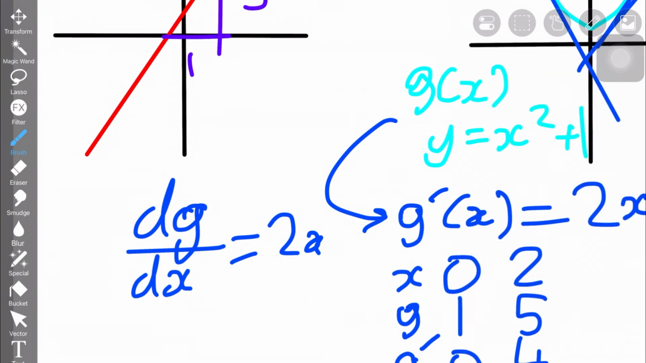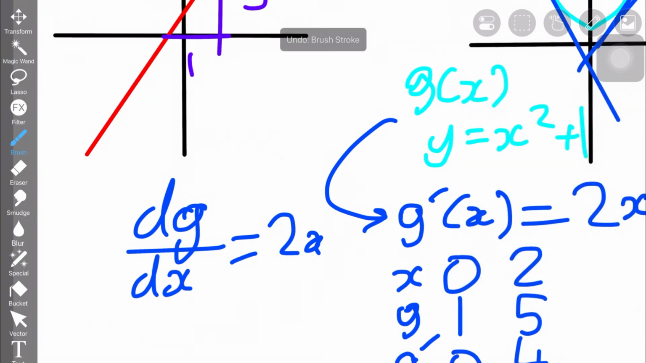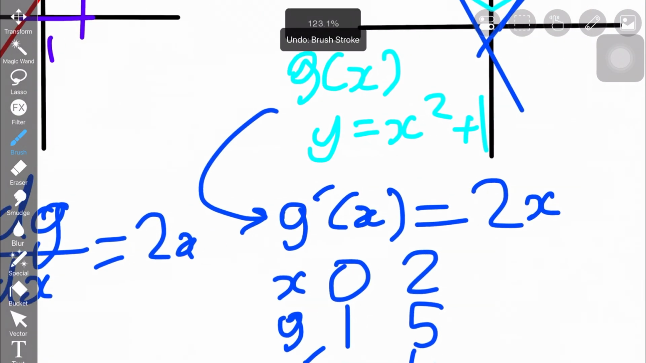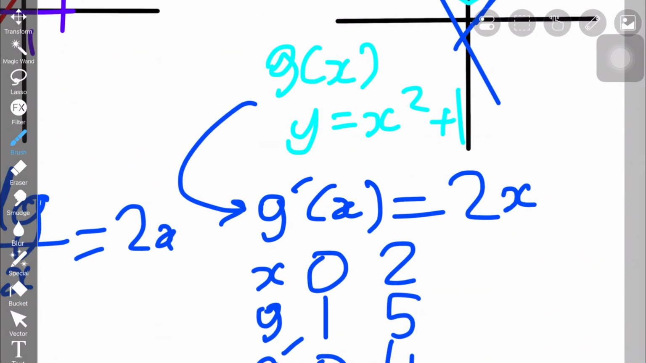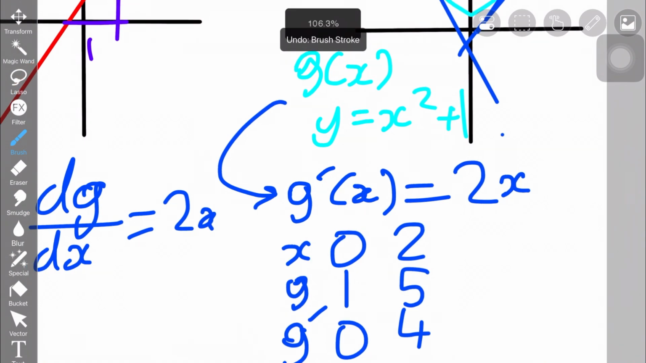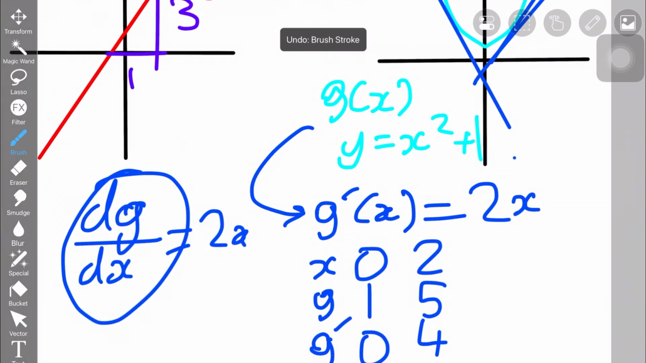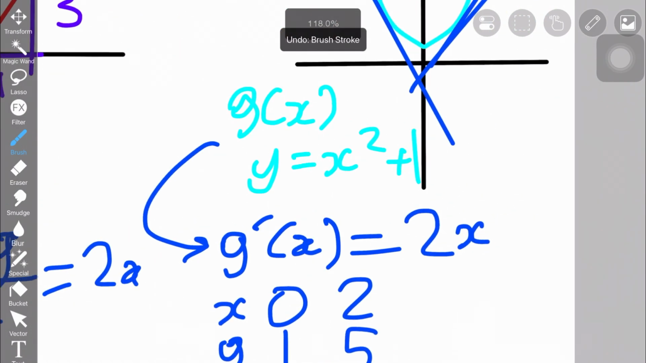Here we have Leibniz notation, dg over dx, the derivative of g with respect to x is 2x, and here we have, I think this is called Lagrange's notation, somebody will correct me, g prime of x equals 2x. They're very similar. You can just call this the derivative of g, or again the derivative of g with respect to x, but the point is that it's a function that describes the gradient of g at any given x.